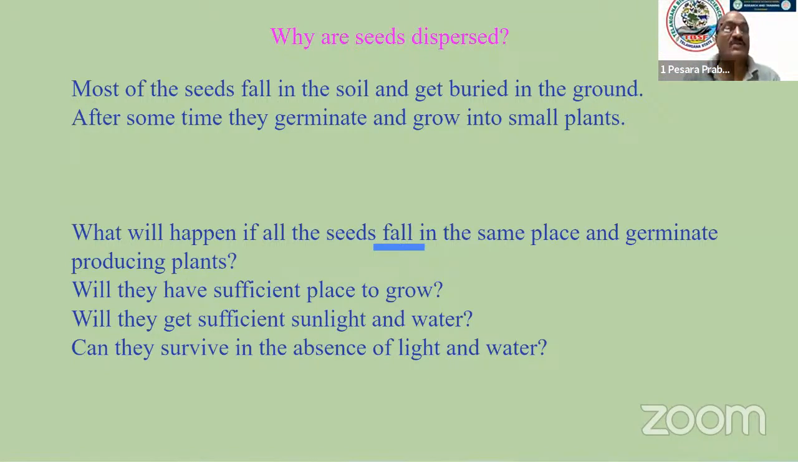Can they survive in the absence of light and water? No. What we know is plants perform photosynthesis and they synthesize food in the presence of sunlight. If there is no sunlight, there is no photosynthesis and there is no food. So by starving, the plants may die. So they must require light and water. For this, they must have sufficient place to grow.